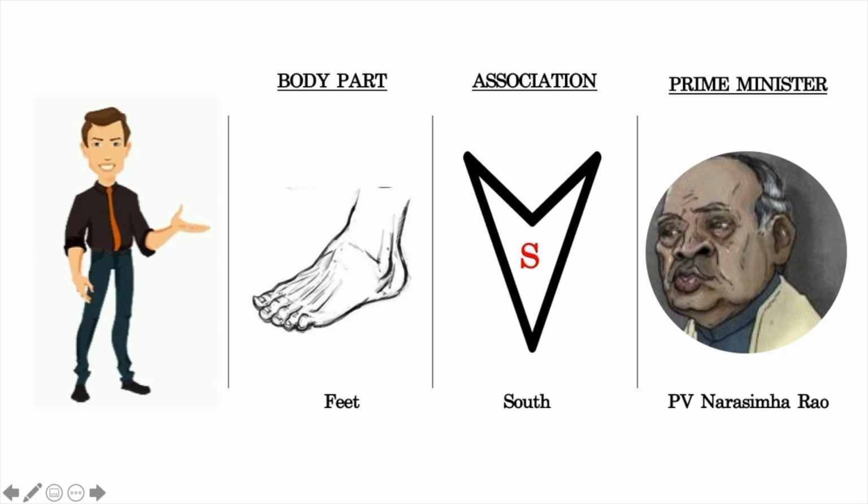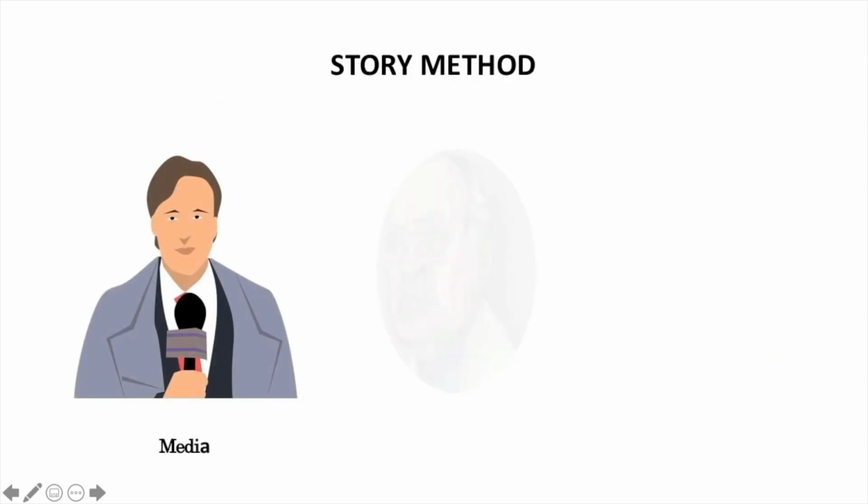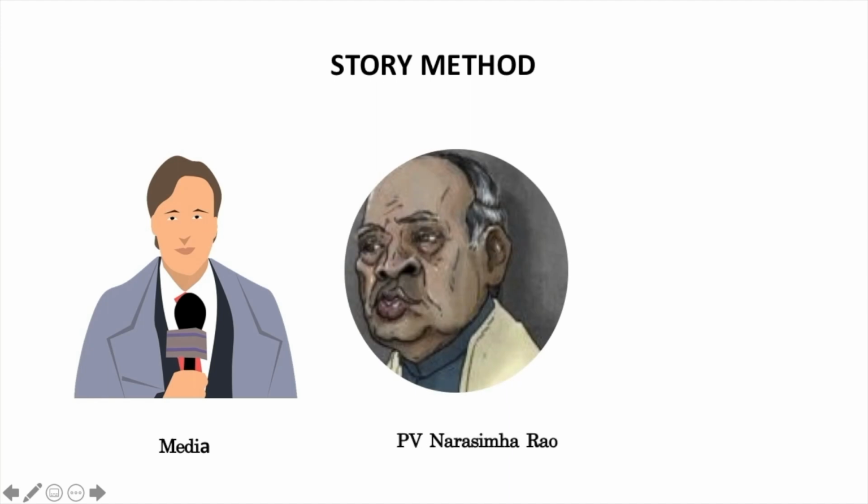What about the remaining 6 Prime Ministers, for which we will be using a small story. The story is as follows. A press guy interviews P.V. Narasimha Rao, and in one of the questions he asks who is going to be the next most ideal PM candidate for the upcoming elections.